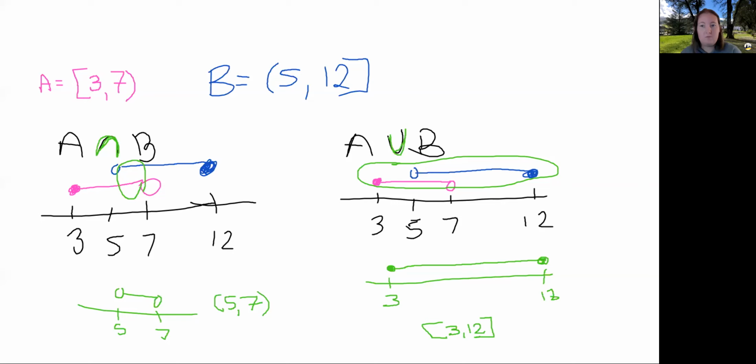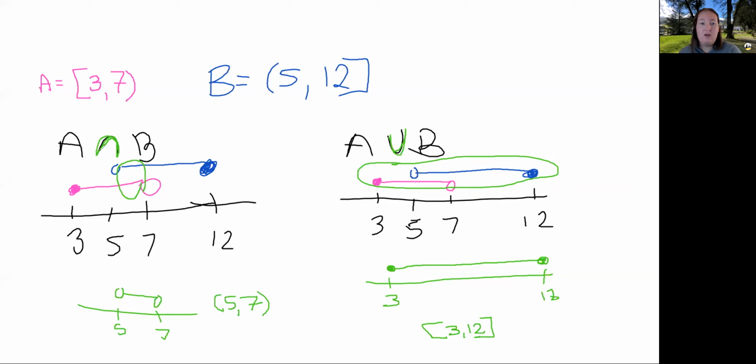So you have to pay attention to what it says and not just what you want it to say or think it might be asking you to look at. So here we go. Here I have the set from 3 to 7, including 3 and excluding 7, in pink. And in blue here I have the set from 5 to 12, excluding 5 and including 12.